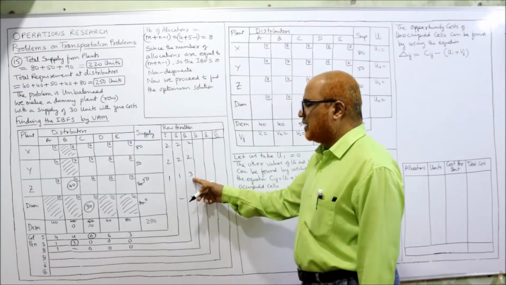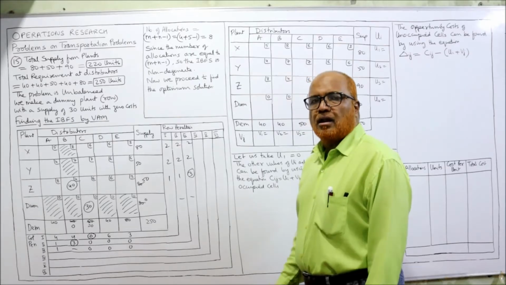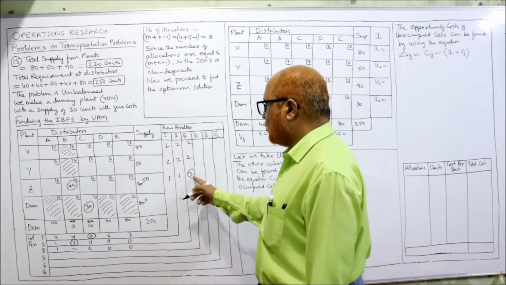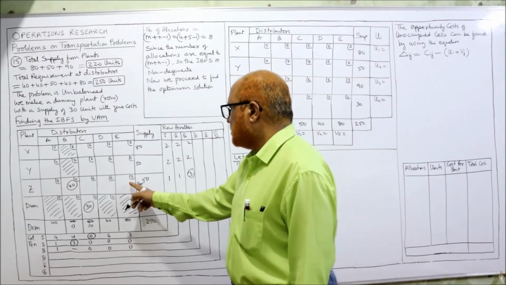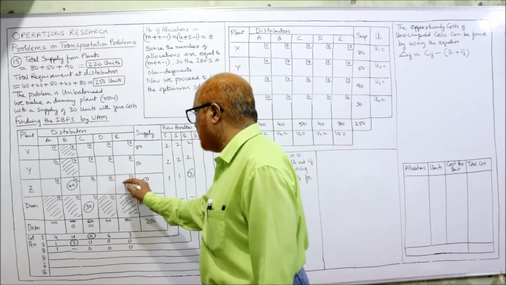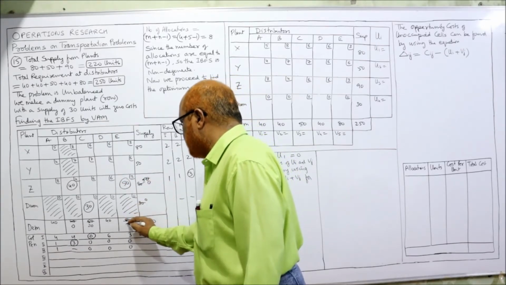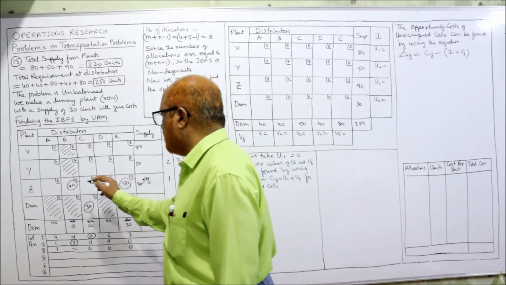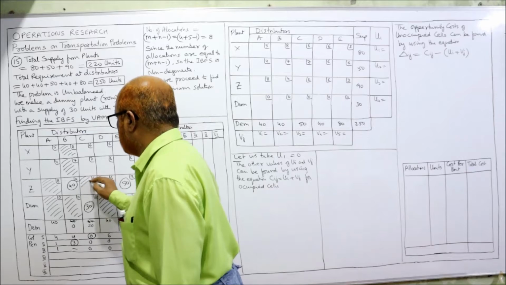So what is the highest penalty? 6. Round off this 6. And what is the minimum cost here? 3 is the minimum cost. So how much allocation? Row total 50, column total 80. So I can allocate 50 here. This will remain 0. This will be 30. So the row is blocked. This row is exhausted.